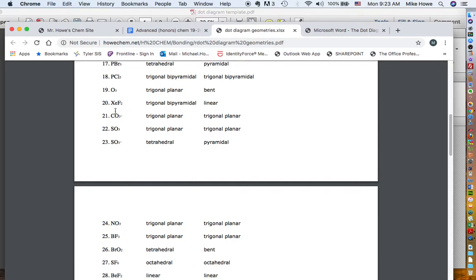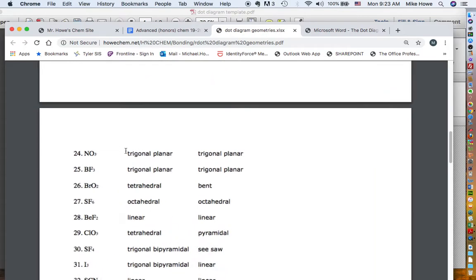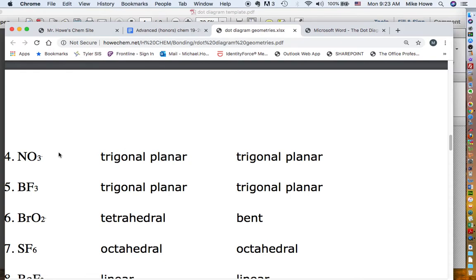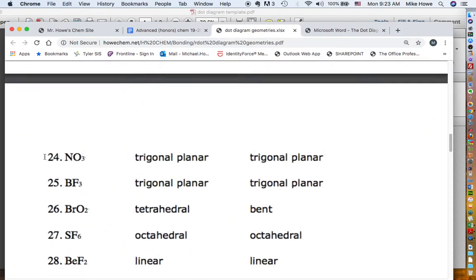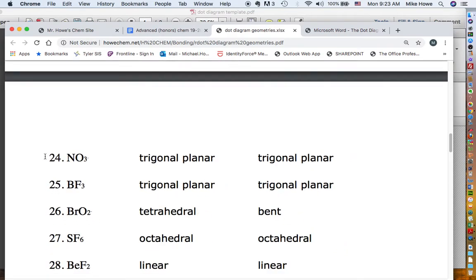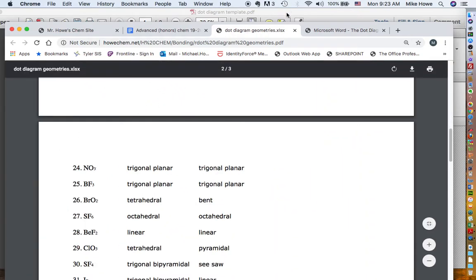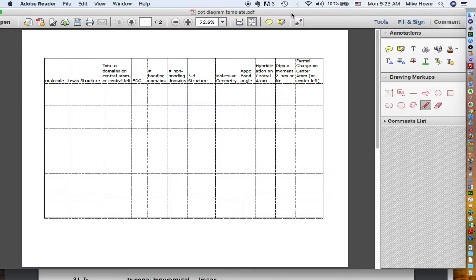Maybe we'll do number 21. Well, I've done that one a couple times in class. Let's do number 24, which is NO3. And notice there's a little minus sign on there, so you have to make it big enough that you can see it. You might want to magnify. So NO3 minus. All right, so we'll go back over to the place where I can write. And NO3 minus, you'd put right here in your molecule spot.